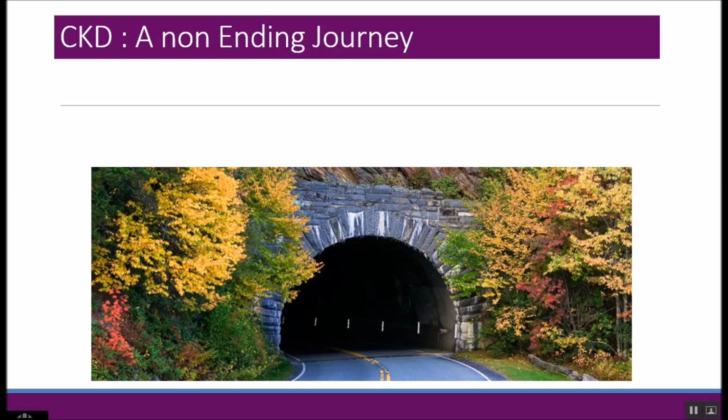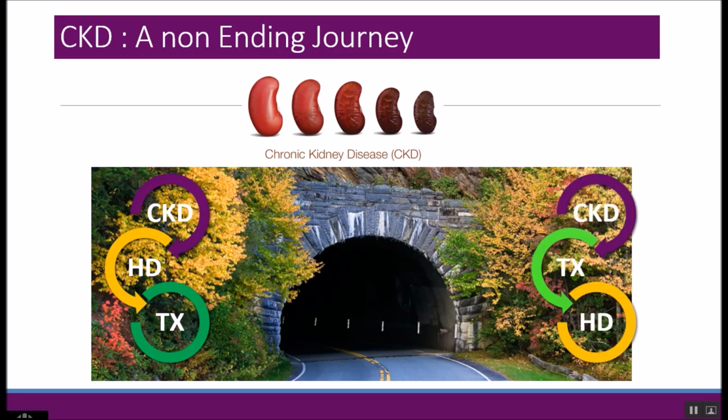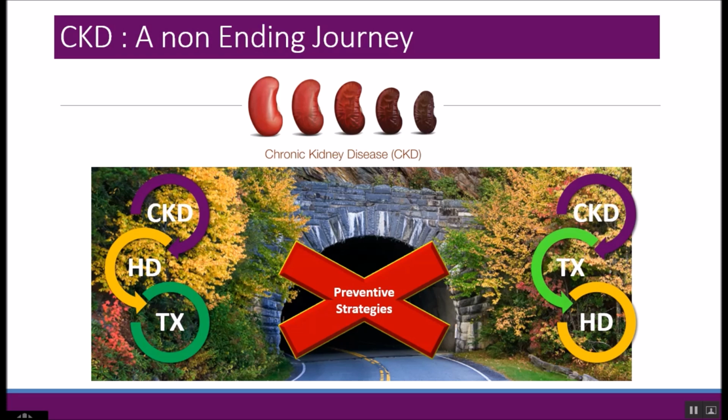Before going to the adequacy parameters, CKD is a non-ending journey. While going from stage 1 to stage 5 CKD, the patient may go directly to hemodialysis as intensive patients, then await renal transplantation. Or a patient of CKD may go to preemptive transplantation, and if he has not enough luck, he will return back to the journey of hemodialysis. So CKD is a non-ending journey, migrating from CKD 5 HD to transplantation or the reverse. The only curative way and preventive strategy is the optimum for dialysis patients.